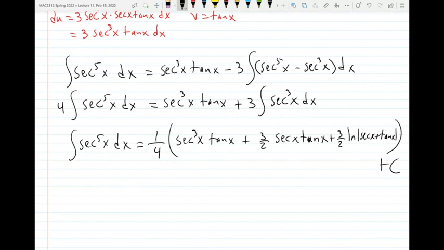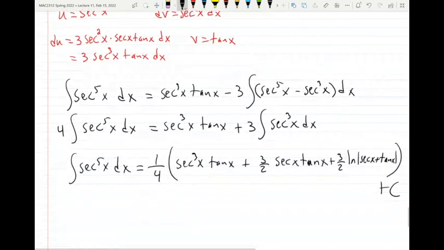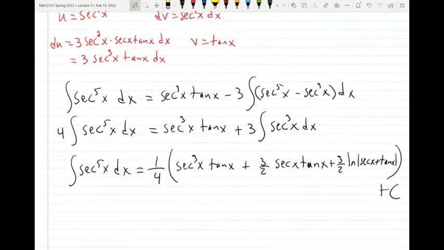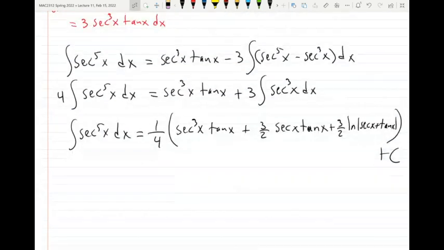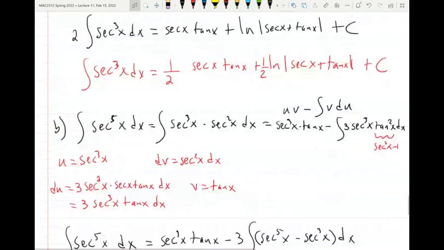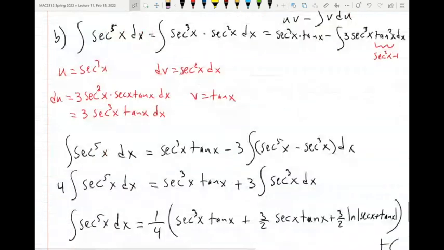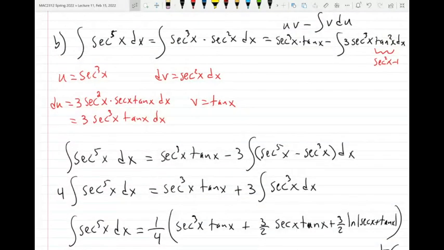And then the last case is one more case that we have not covered, which is what to do when you have an odd power of secant and an even power of tangent mixed together. Okay? So that was already a problem. So tell me more. You mean this one? This? Yeah.